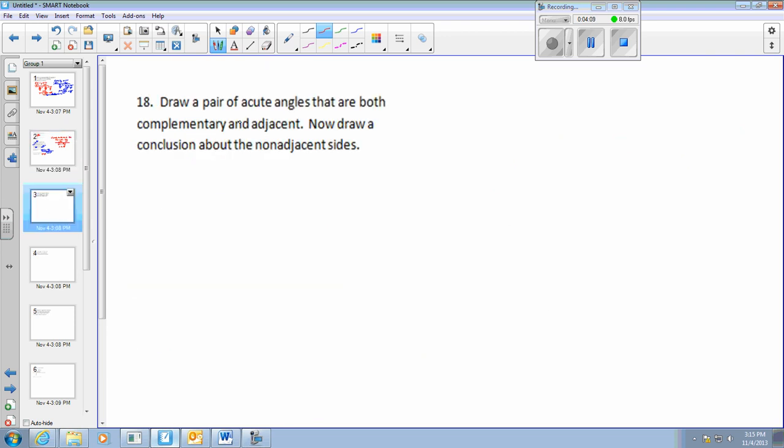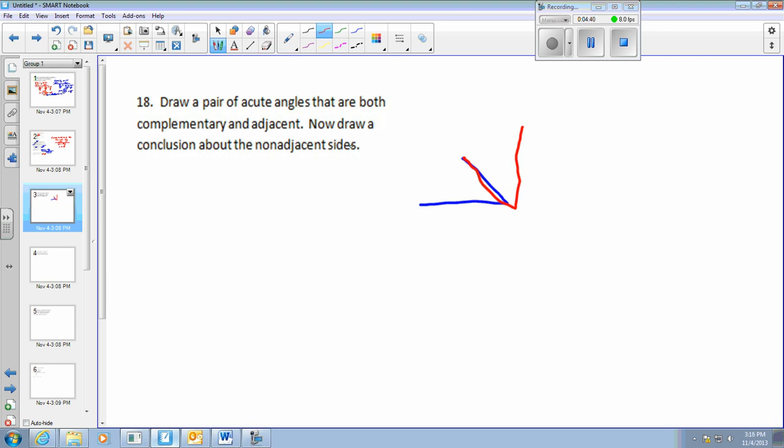For number 18, it says draw a pair of acute angles that are both complementary and adjacent. So if I draw, that's bad. Let's try that again. There we go. Here's the complementary and adjacent. Notice because they're adjacent, they share that one side. Because they're complementary, they add up to 90 degrees, so that would be a right angle.